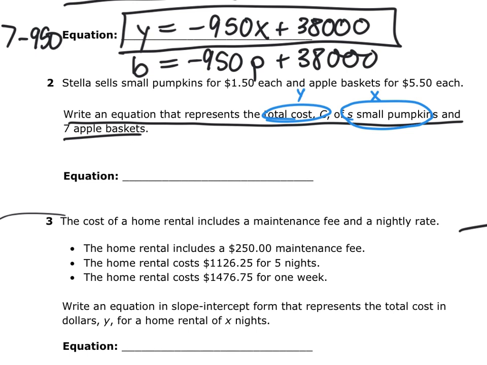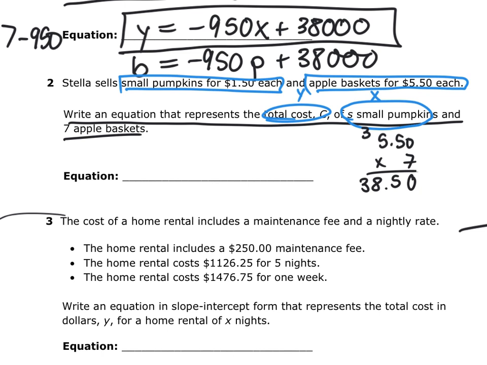We have some more important information here. We know that the small pumpkins are $1.50 each, and we know that the apple baskets are $5.50 each. I'm going to go ahead and figure out how much our 7 apple baskets cost, because we know that we bought 7 of them. So $5.50 times 7.